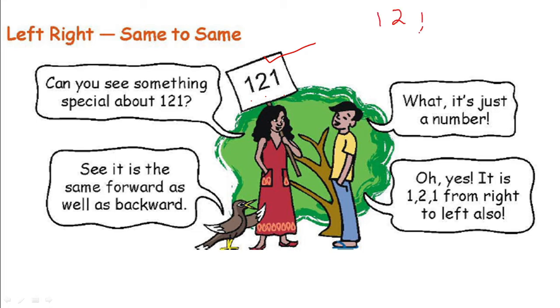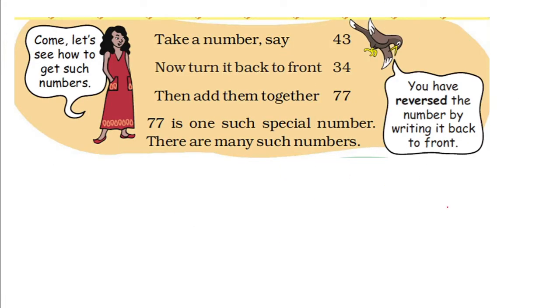If we change the sequence, 1, then 2, then 3. Again the same. So if we read it from the forward or from the backward, it remains the same, 1 2 1. But it's just a number. Oh yes, it's 1 2 1 from the right, 1 2 1 from the left. Come, let's see how to get such numbers.